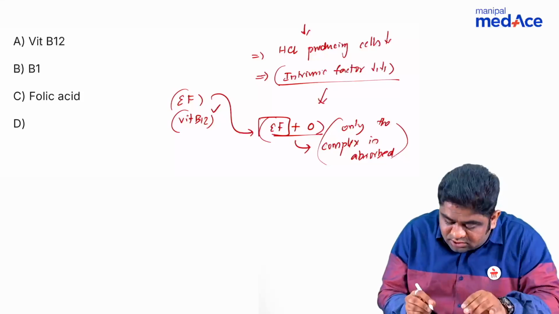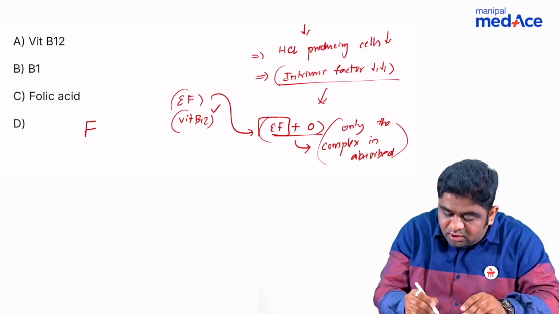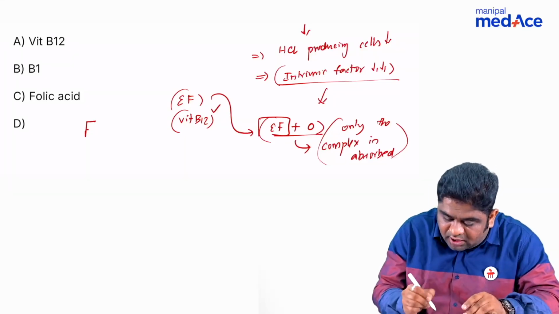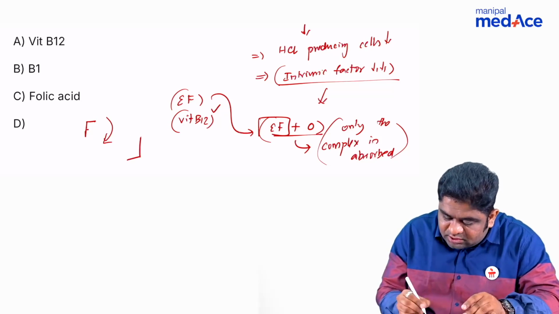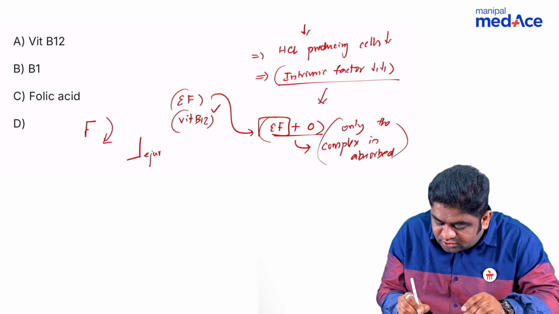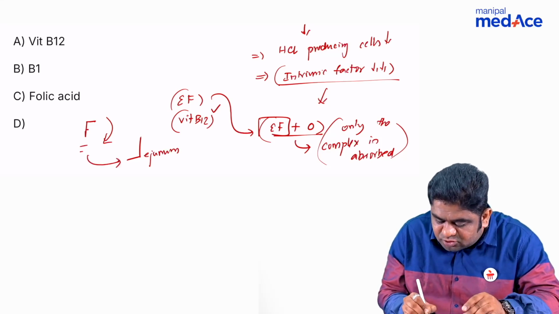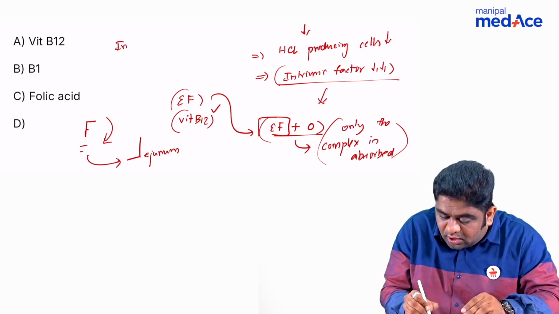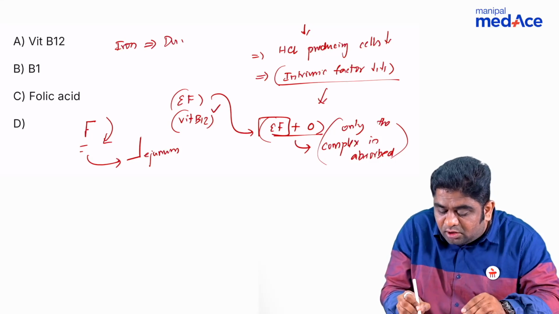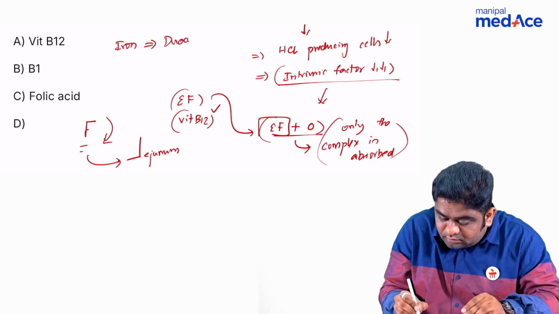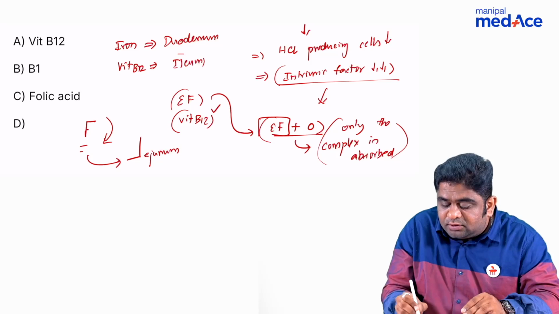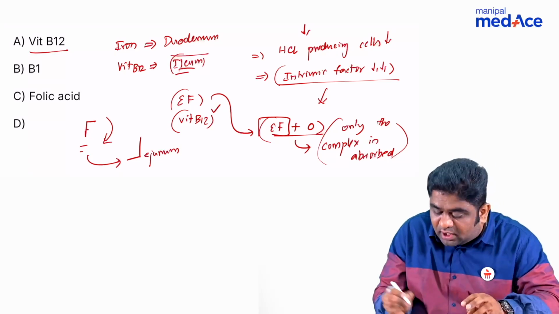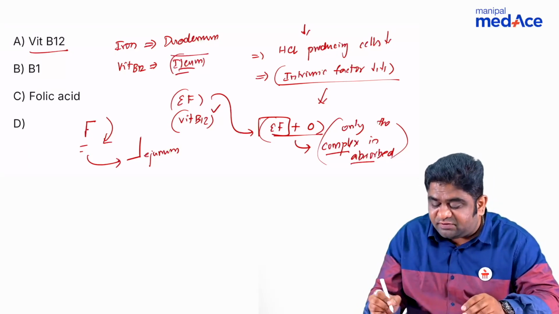How do you remember? See, if I write F here and I remove this bar and rotate it this way, it looks like this, or at least looks like this. This J looks like jejunum. So folic acid is absorbed in the jejunum, iron is absorbed in the duodenum, and the only thing remaining is vitamin B12, which is absorbed in the ileum. So absorption of vitamin B12 in the ileum happens as a complex between extrinsic factor and intrinsic factor.